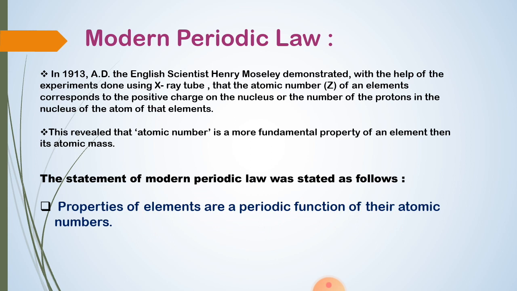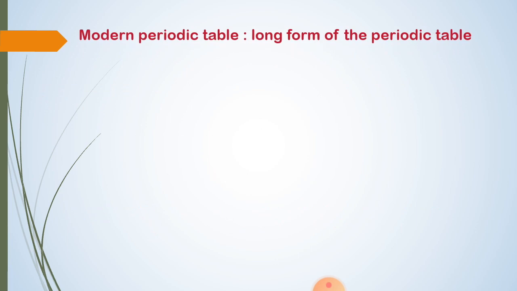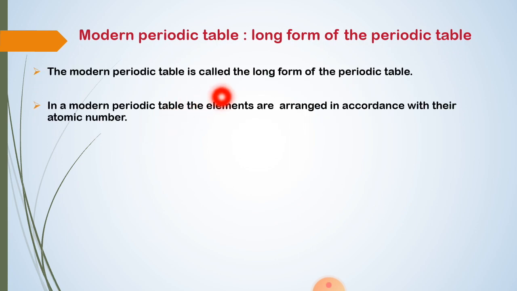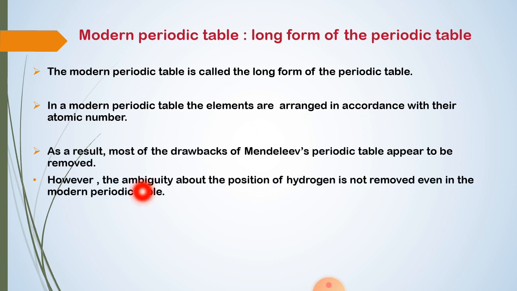According to Mendeleev's periodic table, the properties of elements are a periodic function of their atomic masses. Then the modern periodic table, the long form of the periodic table. In the modern periodic table, the elements are arranged in accordance with their what? Atomic number. As a result, most of the drawbacks of Mendeleev's periodic table appear to be removed.